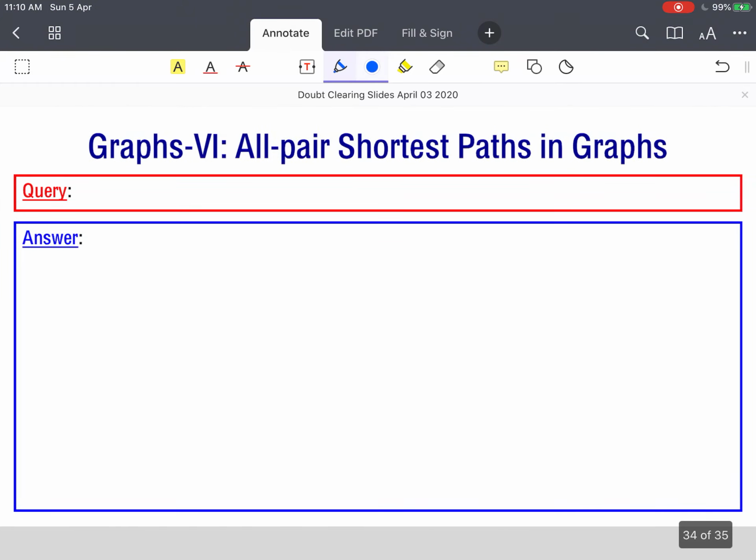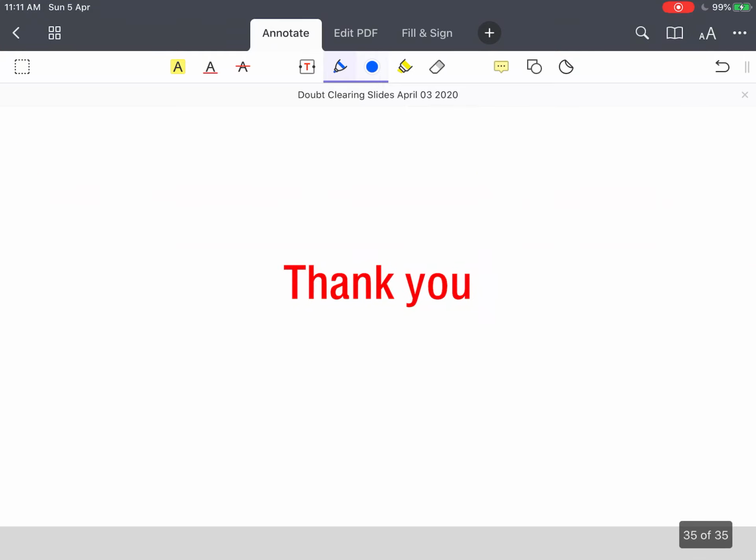Then we come to the all pairs shortest paths in the graph. Unfortunately, no queries have been asked in this. Please go through the lectures. If you have any further queries, let us know, and then we will try to clarify those queries.